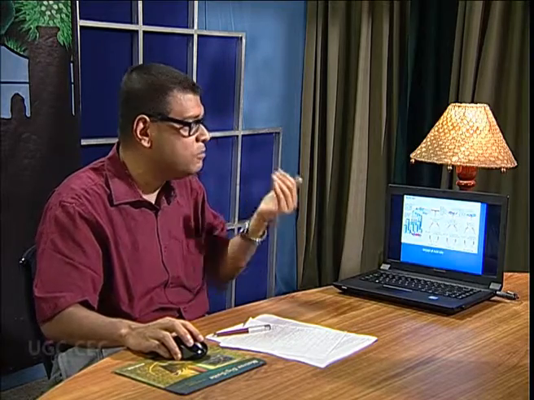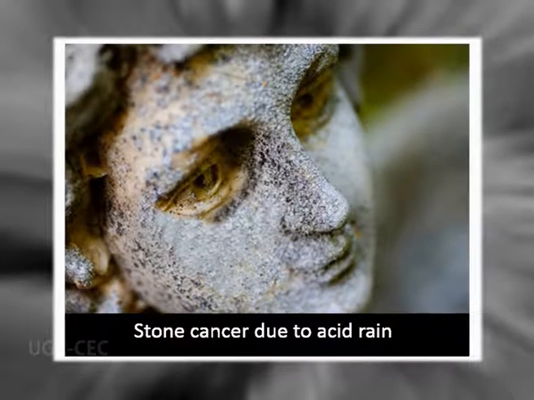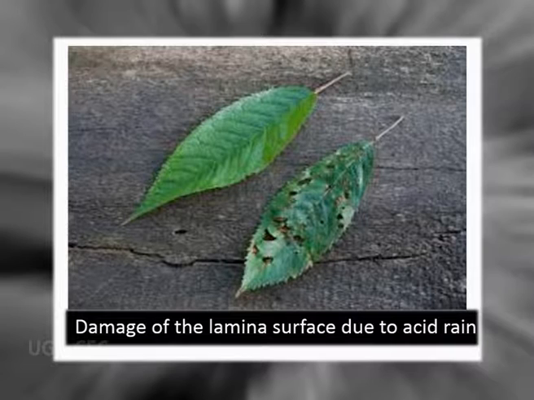And what will be there? There will be distinct damage to the buildings, there will be distinct damage to the leaves, there will be distinct damage to the vegetation and also to the soil microbes. And this particular damage will ultimately destroy the biodiversity, will destroy the microbial population, will actually reduce agricultural production. So basically, when we consider these effects, these are direct effects. You can see stone cancer because of acid rain, defoliation because of acid rain, these damages in the leaf lamina because of acid rain. So this type of damage will ultimately change or modify the biodiversity of the world, reducing the productivity.